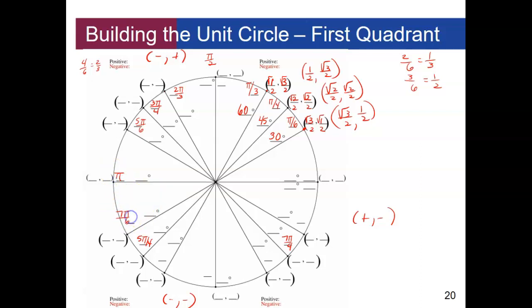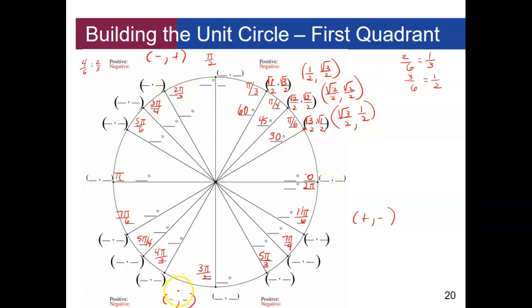7/6 won't reduce. 8/6 reduces to 4/3. 9/6 reduces to 3 pi over 2. 10/6 reduces to 5 pi over 3. 11/6 won't reduce. And then 12/6 reduces to 2 pi.